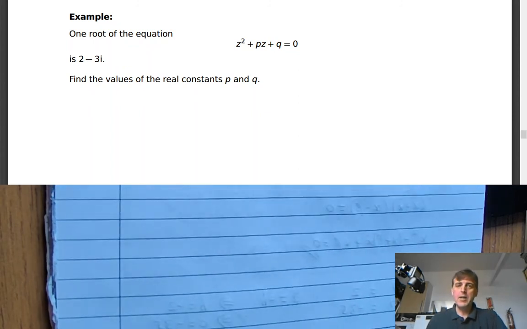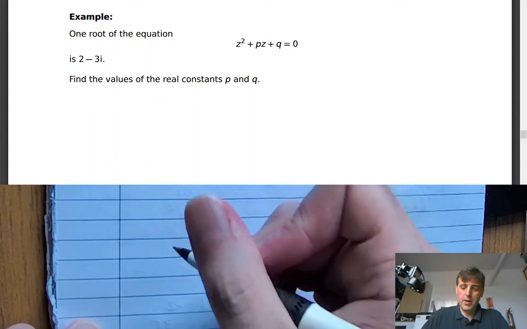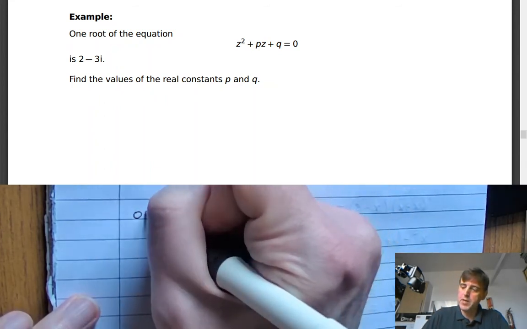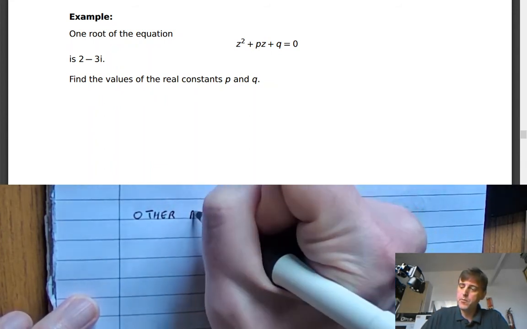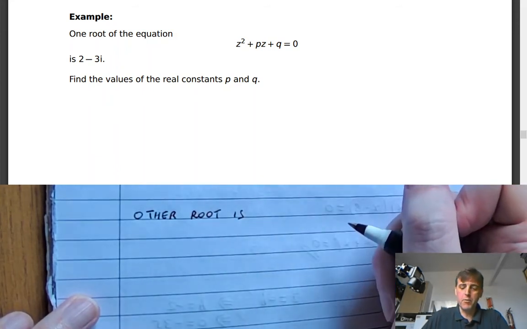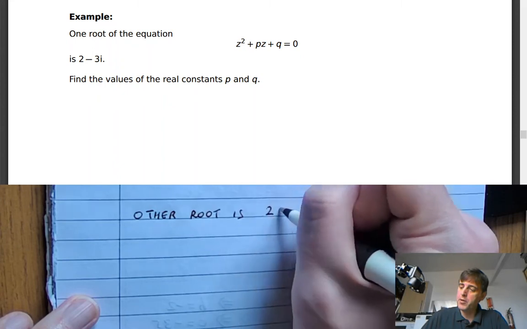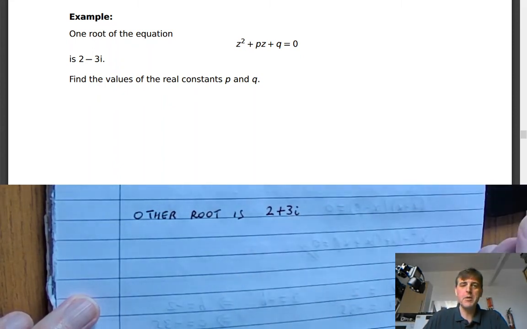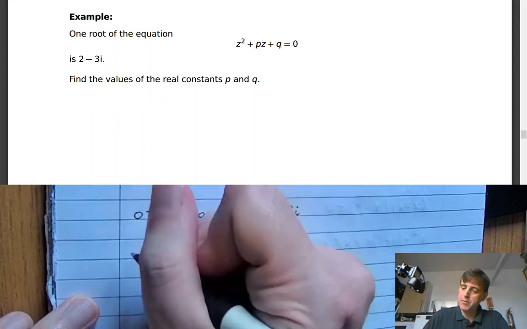So let's start off by seeing if we can write down first of all the other root of the equation. So if the first root is 2 minus 3i, the second root must be the conjugate, which is 2 plus 3i. Okay, so that's the first thing to do. Now let's see if we can use the idea of the sum and the product of these roots to get the p and the q. So let's do the sum first.